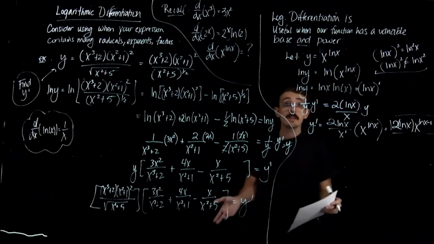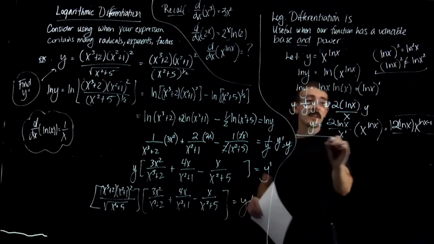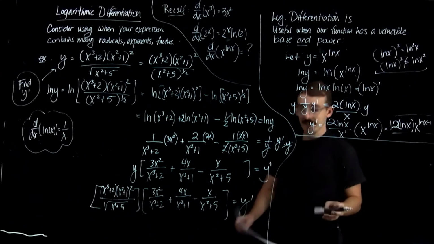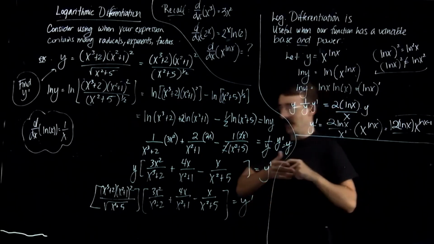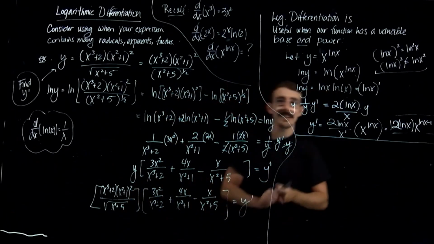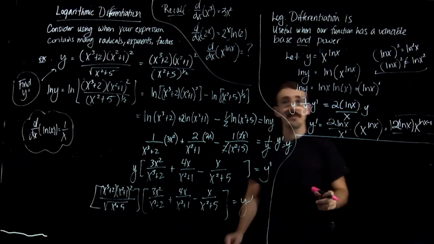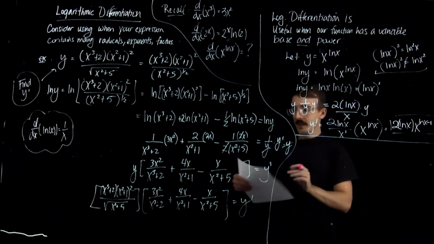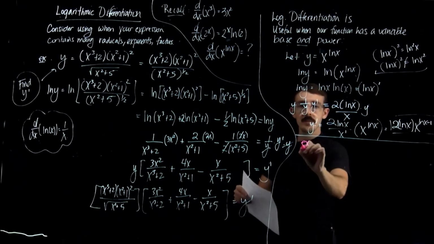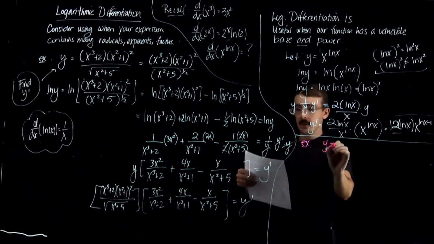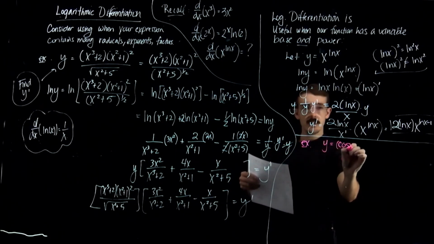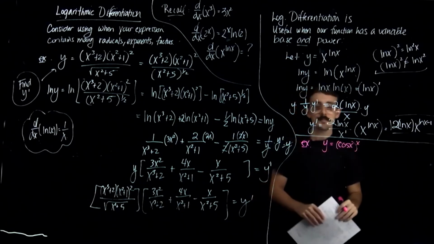OK, let's do one more example just to make sure we've got this. And I'm going to do my best to fit this right here. And I'm also feeling a color change, so that's what I'm going to do. So I'm going to change colors here for the last example. Let's try this one. Let's do y equals cosine of x to the x power.